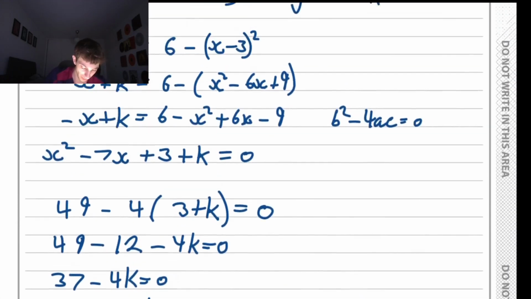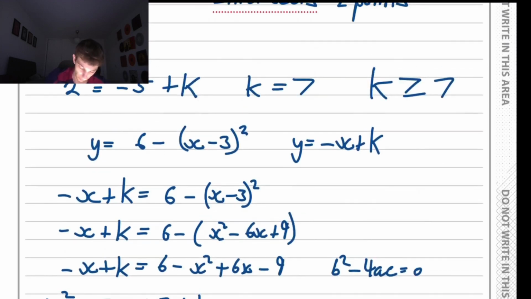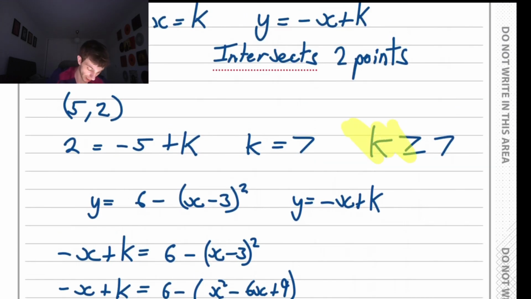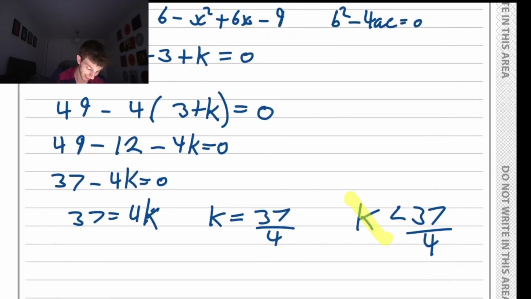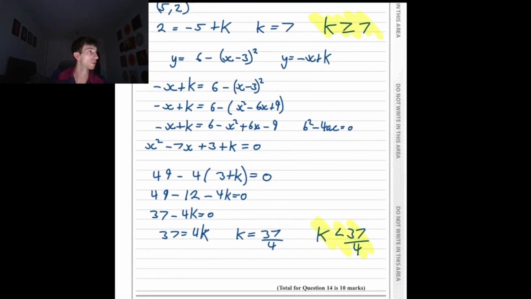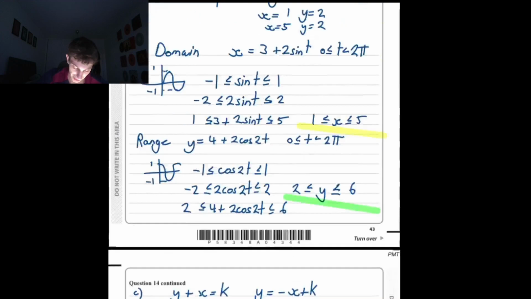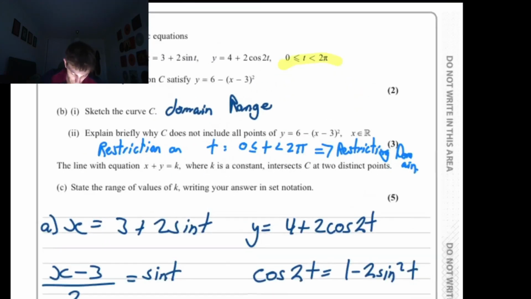So what are the two conditions we have? I'll highlight it very quickly. We have that k must be larger than or equal to 7 and less than 37 over 4. So those are the two conditions. Now, I believe they wanted it in set notation, going back up very quickly. Write our answer in set notation.